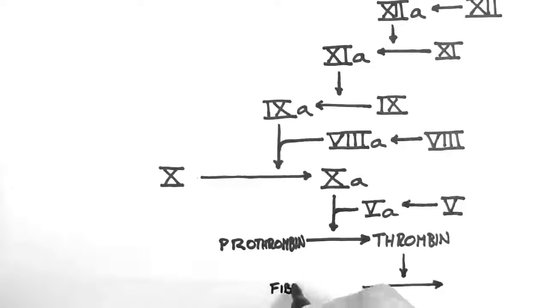Thrombin then converts fibrinogen to fibrin. Fibrin forms a mesh at the injury site to help produce the blood clot.